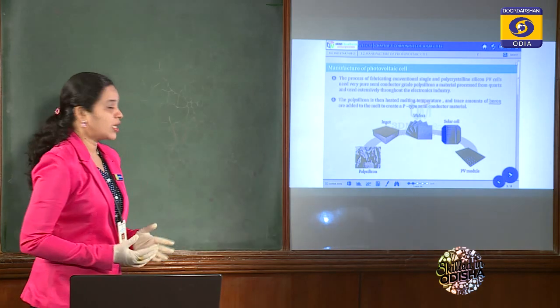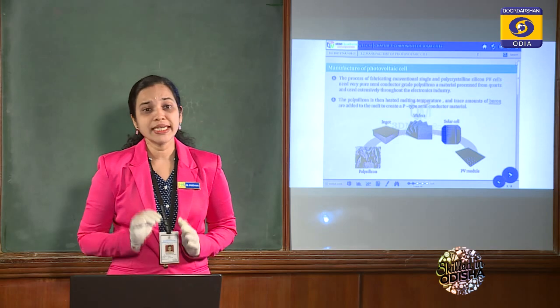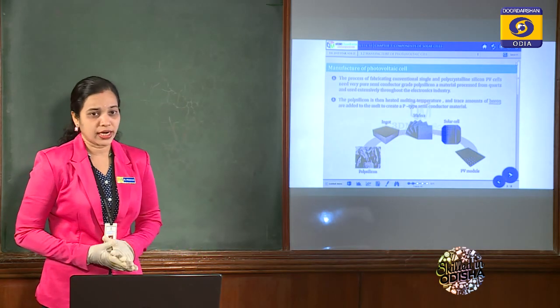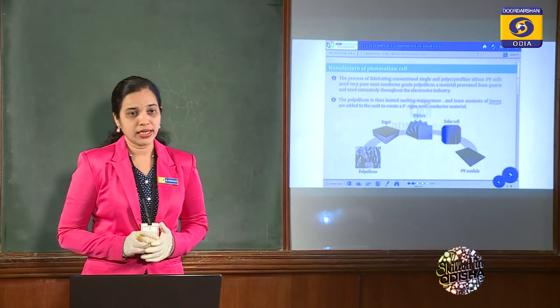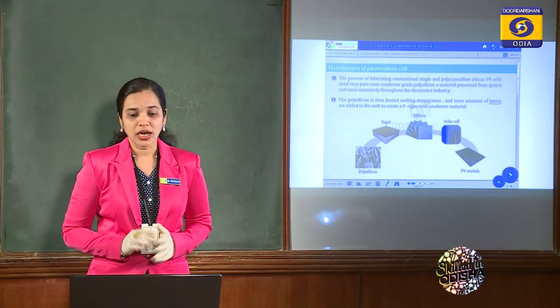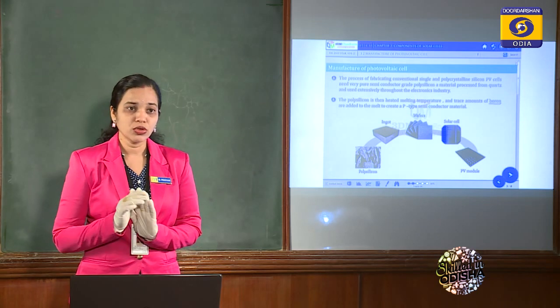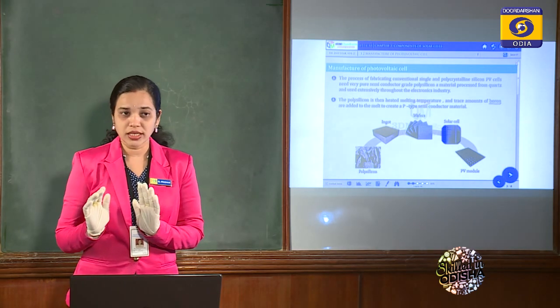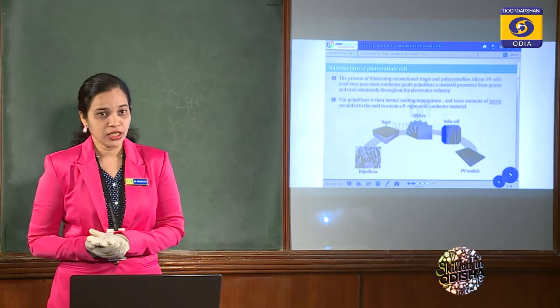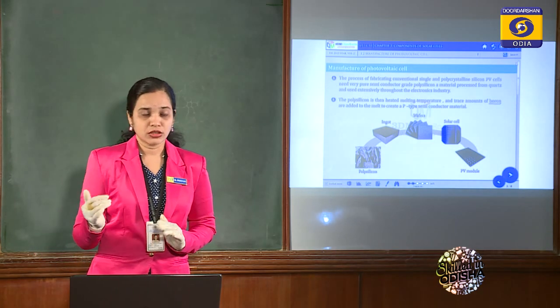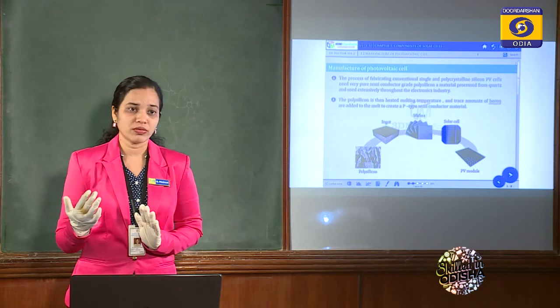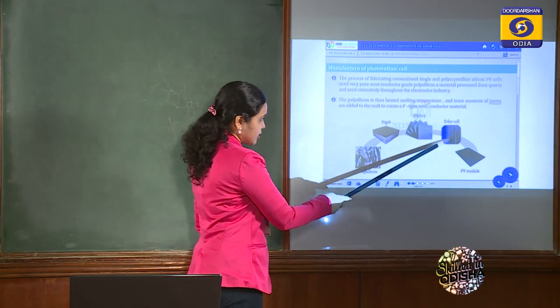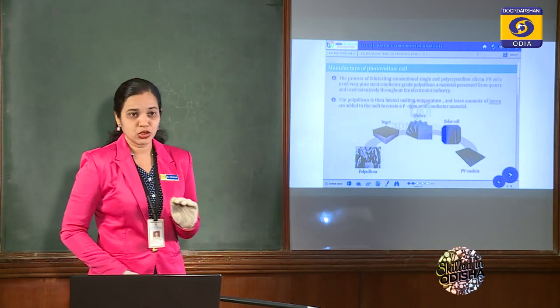After we manufacture a solar cell, we have to test its output voltage. The output voltage of a solar cell is about 0.5 volt. After manufacture, we coat the outer surface of the solar cell with an anti-reflective coating, which prevents the reflection back of the sunlight from the surface. So this is a solar cell. The output of a solar cell is 0.5 volt.